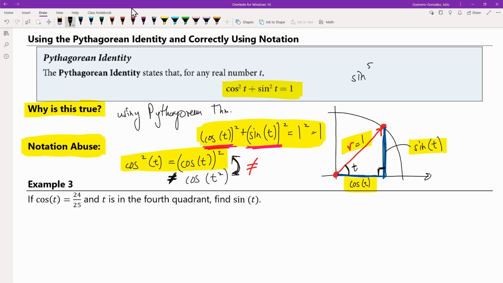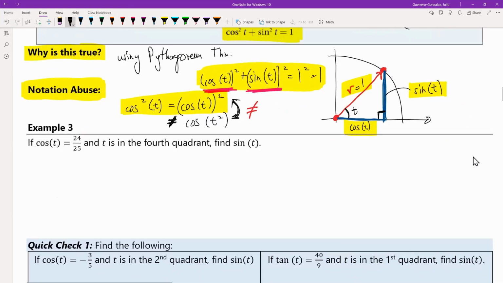Sine to the fifth of t is equivalent to sine of t to the fifth. That is the appropriate notation. But that's not what we're here for, though we have to keep that in the back of our minds. We need to get comfortable now with sine, cosine, and in this case, tangent.